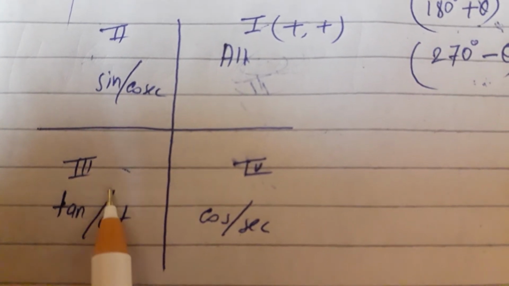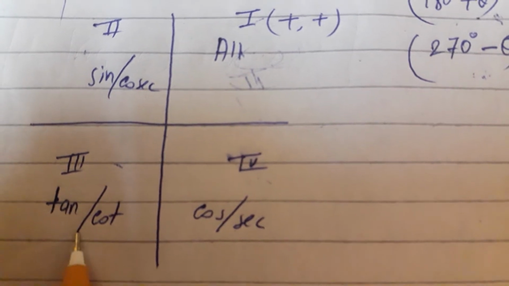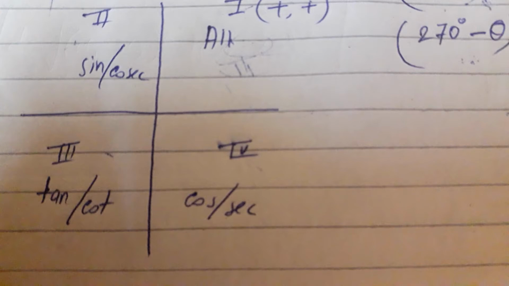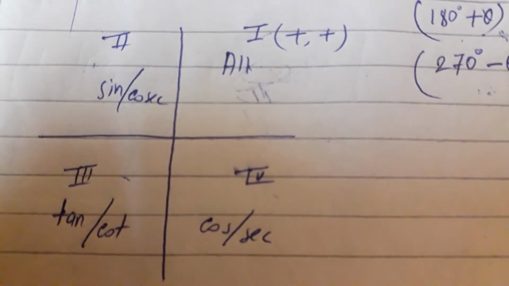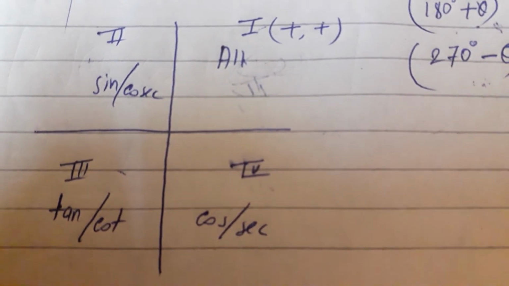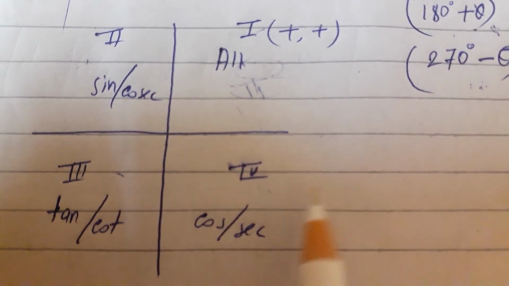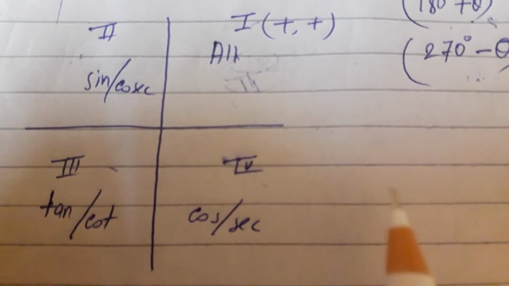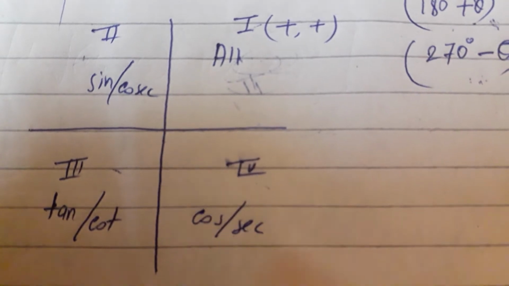Similarly, in the case of the third quadrant and fourth quadrant, the third quadrant will always include the tan function, so only tan and cot will be positive in the third quadrant. Any other trigonometric ratio or function, if it falls in the third quadrant, will become negative. The fourth quadrant is the quadrant of the cos function, so only cos and sec will be positive here, and other functions will be negative.